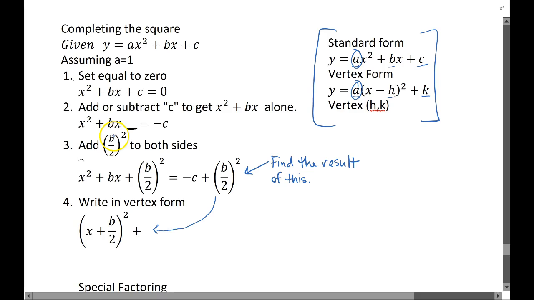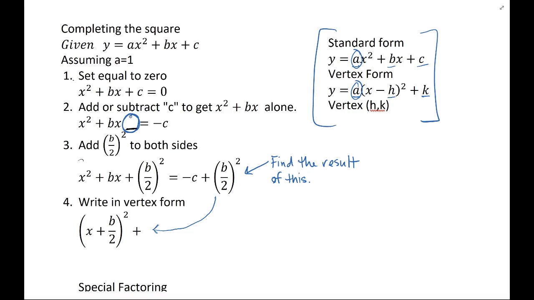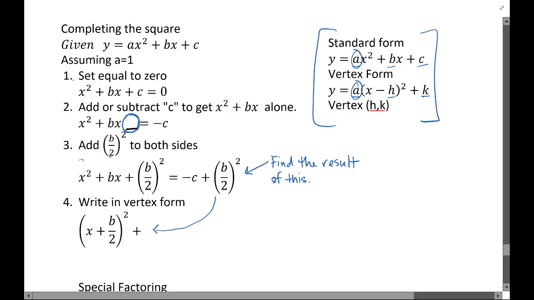Now here you're going to have an open spot. That open spot is going to be where we put a new number in to help us complete the square, and that number is going to be half of your b value squared. So whatever your b is, divide it by 2 and square it. It will always be a positive number.